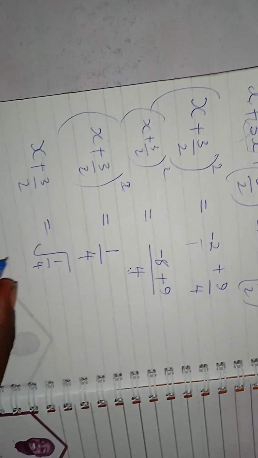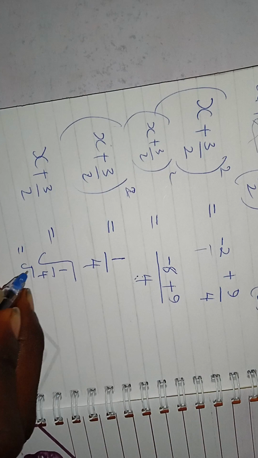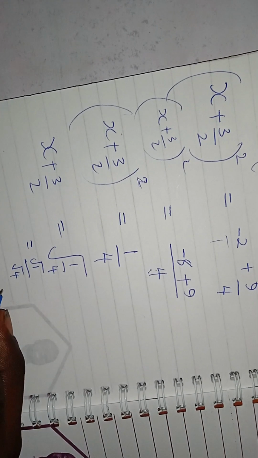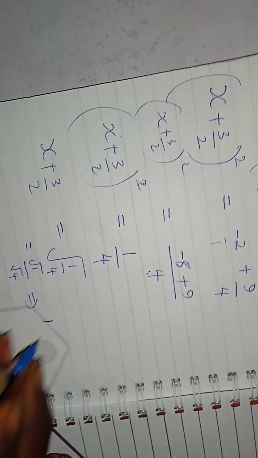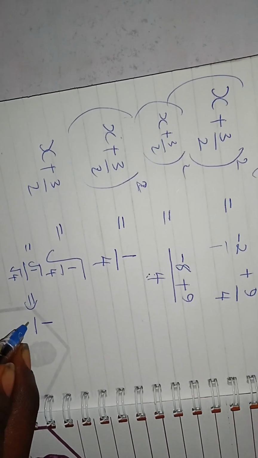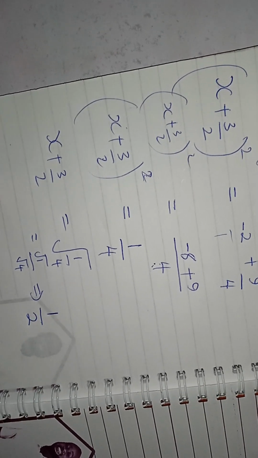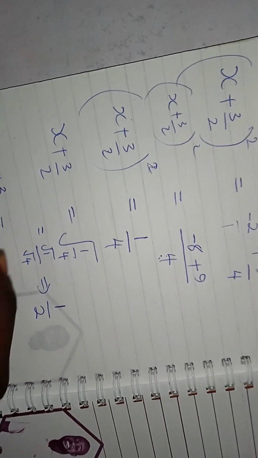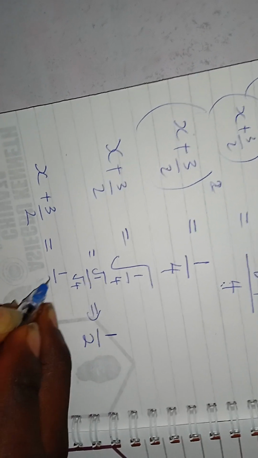Open the brackets. Now, you know that this is the square root of 1 all over the square root of 4. And I believe you know that the square root of 1 is 1, and the square root of 4 is 2. So this is now x plus 3 over 2 equals 1 over 2.